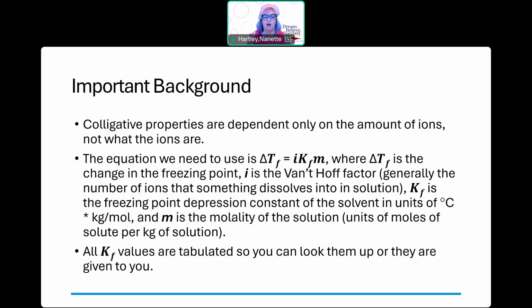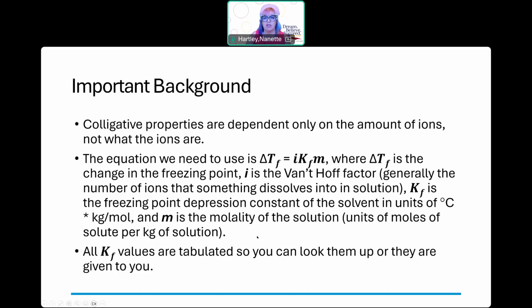So all KF values are tabulated, so you can look them up or they're given to you. This is not something you need to know on your own. This is something that Alex will tell you or will be given to you on a test. So that's something that you're responsible for. So that is important for you to understand. Now, that's our background. That's the important part of this, okay?